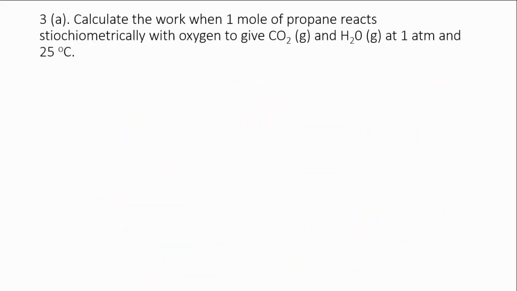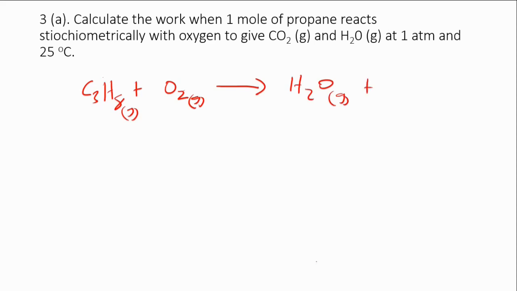Now, this other calculation asks us to calculate the work done when 1 mole of propane reacts stoichiometrically with oxygen to give carbon dioxide gas and steam, which is gaseous water, at 1 atmosphere and 25 degrees Celsius. Maybe the first thing one should do is to try to write the equation. Propane is C3H8, plus oxygen gas, to give you steam plus carbon dioxide gas. Now we need to balance this.